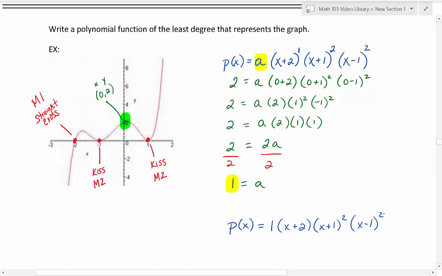I always like to double check once I have my function just to make sure that the end behavior is supported. This polynomial function is 5th degree with a positive leading coefficient. The end behavior should be in from the bottom and out the top, and it is in our graph. That just makes me feel extra confident about my answer.